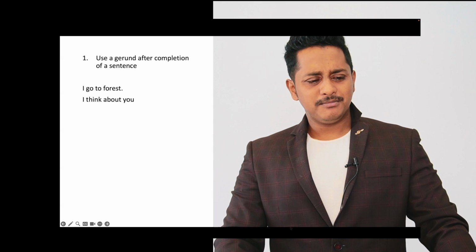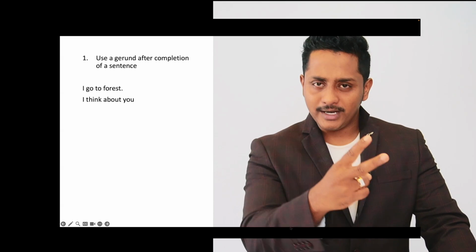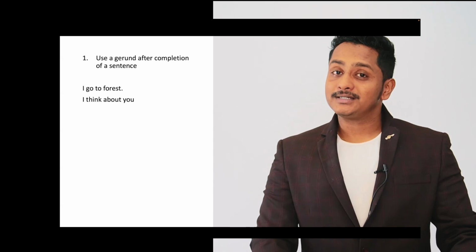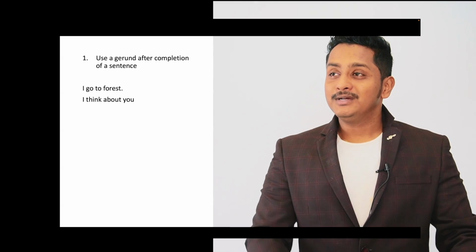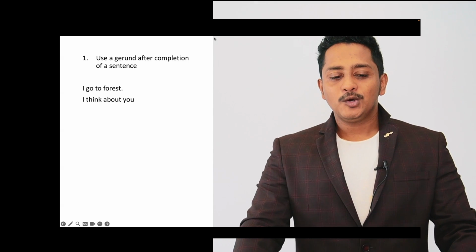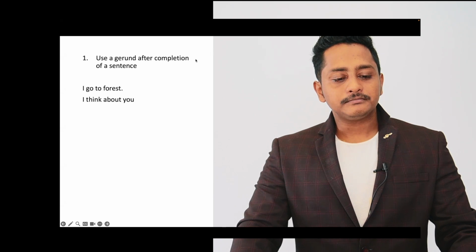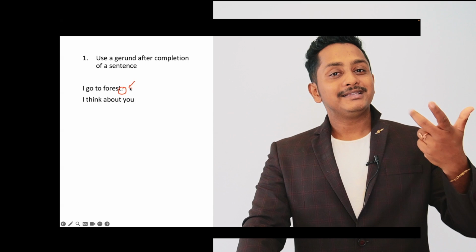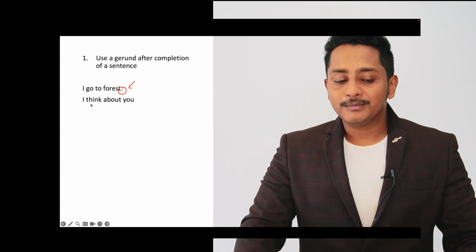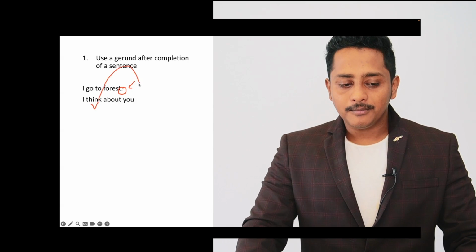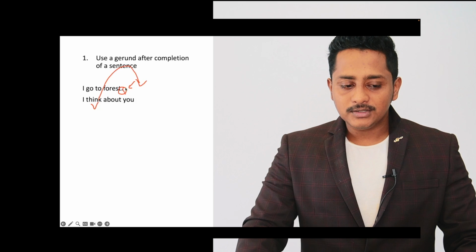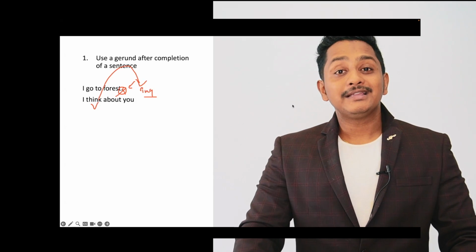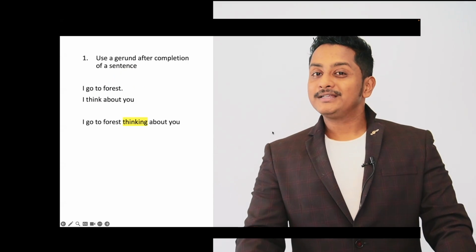So what exactly do I mean by this? Let's have a look at these 2 sentences. I go to forest. Completion of a sentence. I think about you. Start of a next sentence. Now all you gotta do is, if you don't want to put a full stop and you want to continue the next sentence, this is a verb, you take it up, remove this full stop and add ing. Think becomes thinking. I go to forest thinking about you.